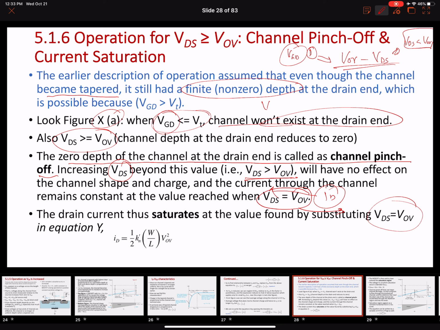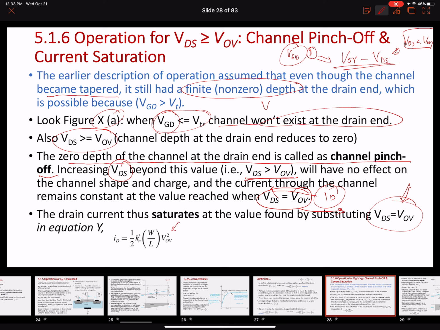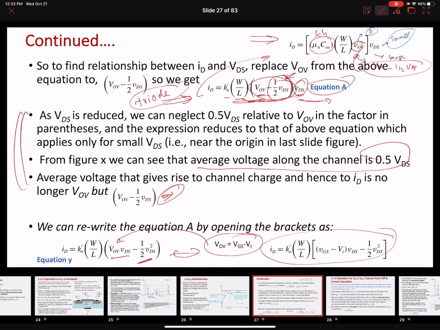Okay, and the effective voltage that appears along the length of the channel is now VOV, right? So this is our new equation, and we can easily replace VDS by VOV. Using equation Y, if you replace this VDS by VOV, it will be VOV square minus half of VOV square.